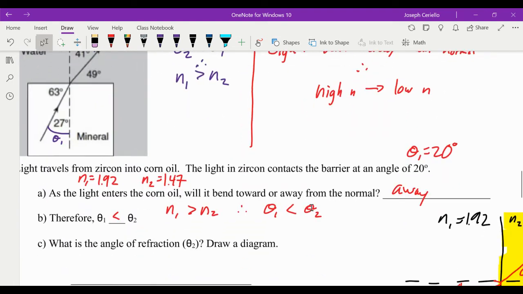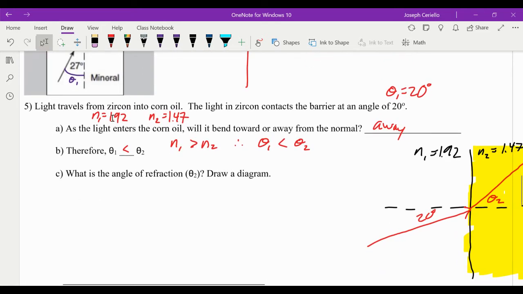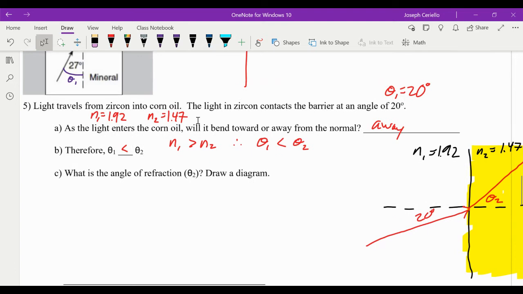All right, let's do a couple Snell's law questions. The light travels from zircon, which has an index of 1.92, into corn oil. So that's n2. We always go into n2. So that's 1.47. Make sure you can find that on your chart. If you don't know where the chart is, look at the previous class.